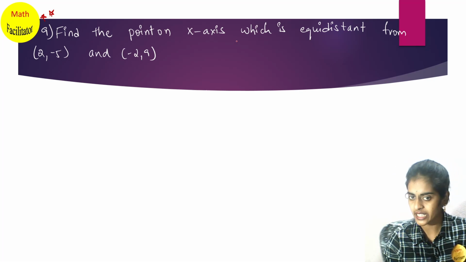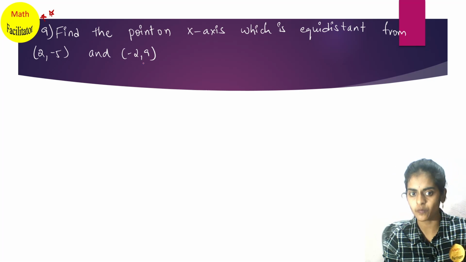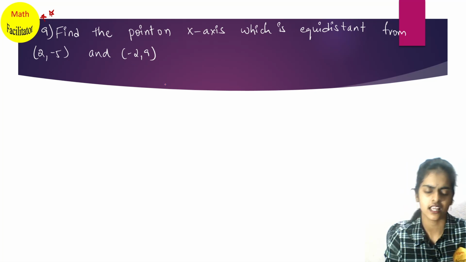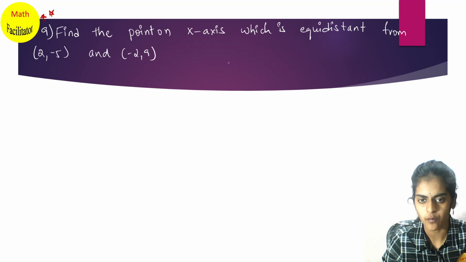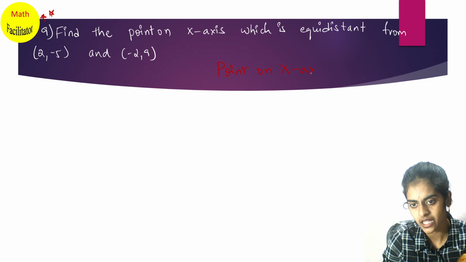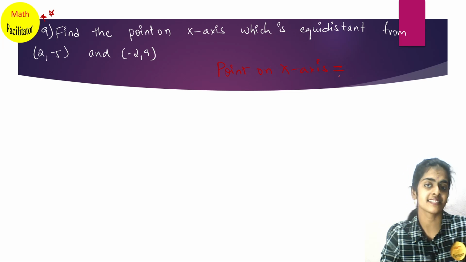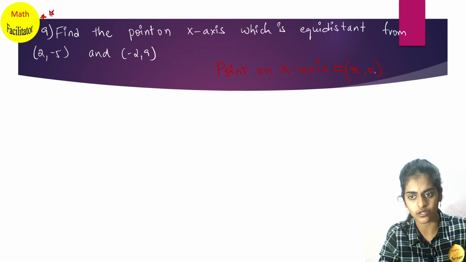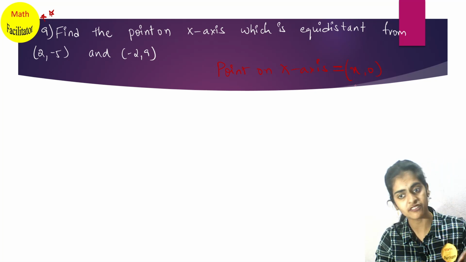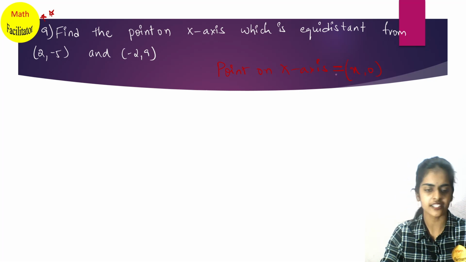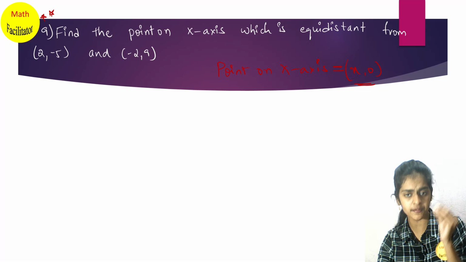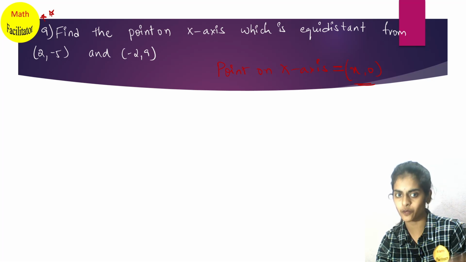Now find the point on x-axis which is equidistant from (2, -5) and (-2, 9). So you need to find a point on x-axis. Can you tell me what is the point on x-axis? It can be of the form (x, 0). The y coordinate will be 0. So any point you take on x-axis will be of the form (x, 0). Let us use this single important concept: any point on x-axis is of the form (x, 0).